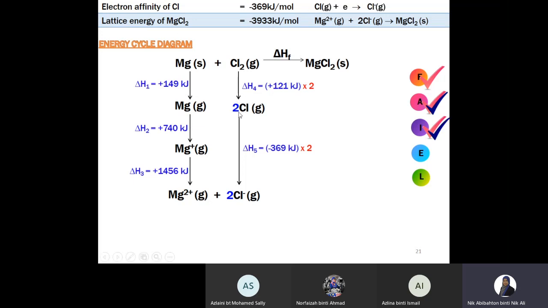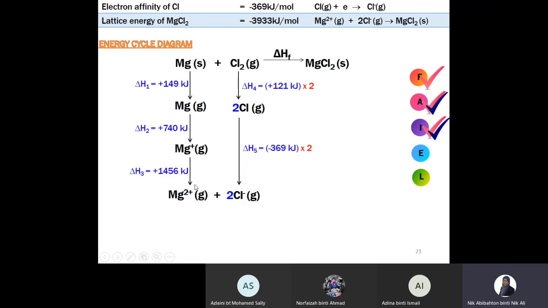For electron affinity, we need 2Cl gas. But according to the definition just now, it is only 1 mole of chlorine gas. So what do we have to do? Again, we should times the equation by 2, and we also times the value of enthalpy by 2. So we'll get the product, which is 2Cl minus gas.